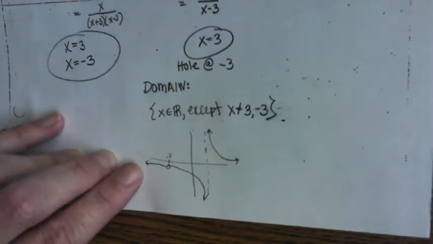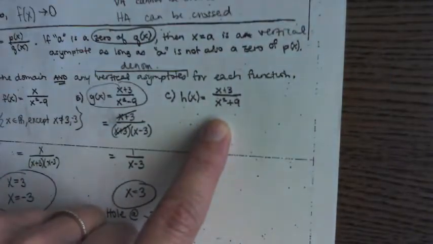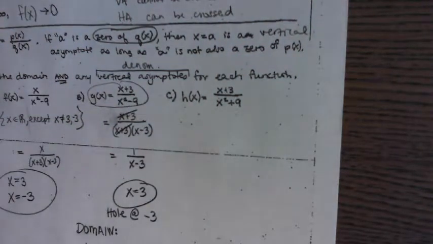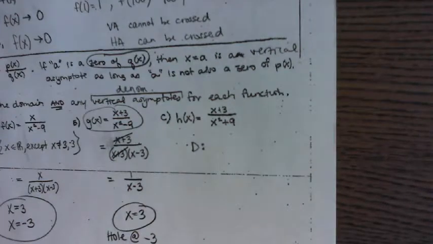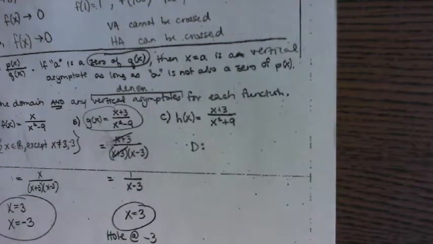Any questions? Okay, and on the last one, the denominator is actually not factorable at all, so certainly nothing's going to cancel. What's our domain? X can be any real number except what? What are the exceptions here? What X value would make that denominator 0?